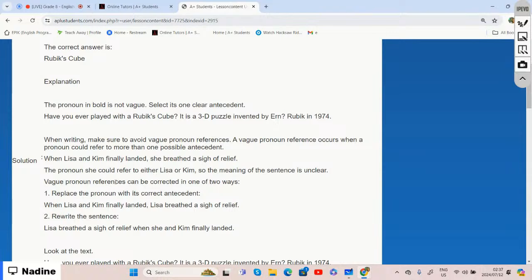All right, so when writing, make sure to avoid vague pronoun references. A vague pronoun reference occurs when a pronoun could refer to more than one possible antecedent. It can just refer to one name, one person like Nadine, or it can be Nadine and Kim, Lisa and Kim, right? And we can fix our pronoun references by replacing the pronoun with the correct antecedent or by rewriting that sentence completely in order to make sense.